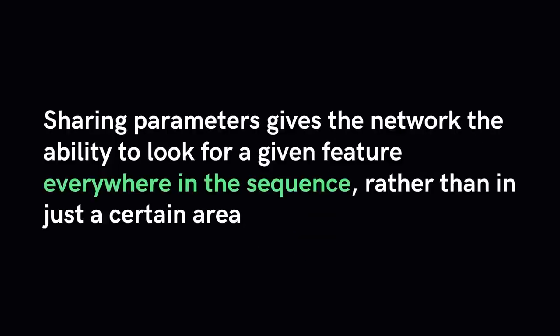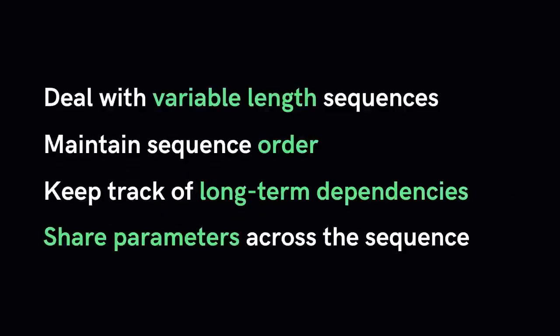Sharing parameters gives the network the ability to look for a given feature everywhere in the sequence rather than just in a certain area. Thus, to model sequences, we need a specific learning framework able to deal with variable length sequences, maintain sequence order, and keep track of long-term dependencies rather than cutting input data too short, and finally to share parameters across the sequence so as to not relearn things. And that's where recurrent neural networks come in.